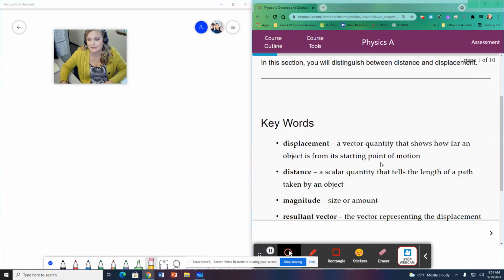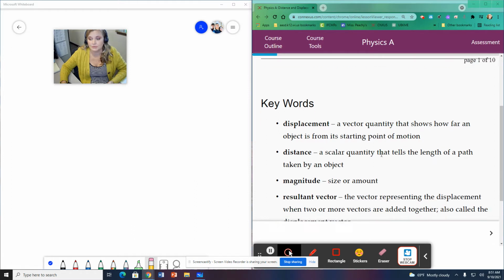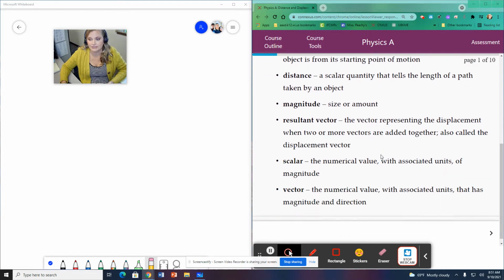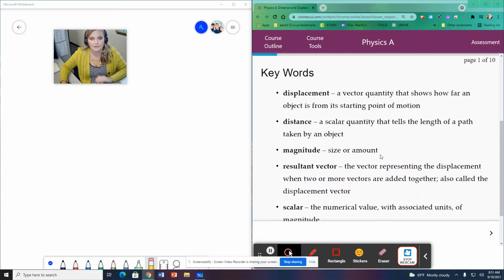So our keywords: displacement and distance, and we'll go through the differences between those two in a moment. Magnitude, resultant vector, scalar, and vector. Those are our vocab terms. Some of this might be familiar to you, but I beg your patience while we go through it because, like I said, these are very important concepts to build upon, and it does get quite a bit harder. So understanding this is pretty vital.